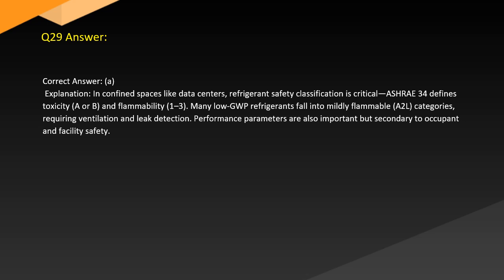Answer. Correct answer: A. Explanation: In confined spaces like data centers, refrigerant safety classification is critical. ASHRAE 34 defines toxicity (A or B) and flammability (1 through 3). Many low-GWP refrigerants fall into mildly flammable A2L categories, requiring ventilation and leak detection. Performance parameters are also important, but secondary to occupant and facility safety.